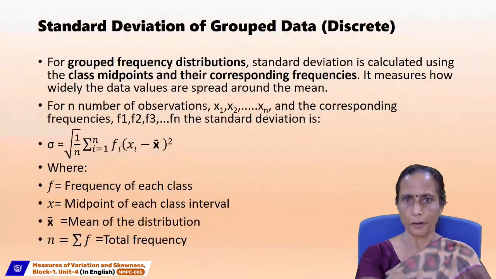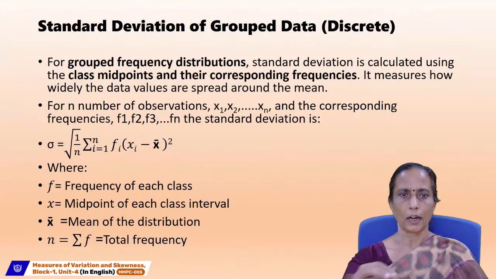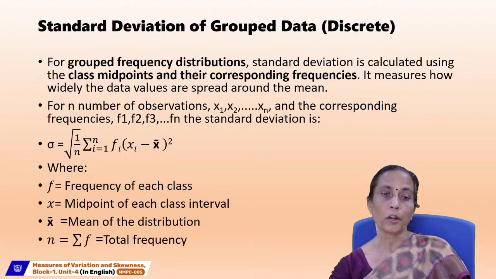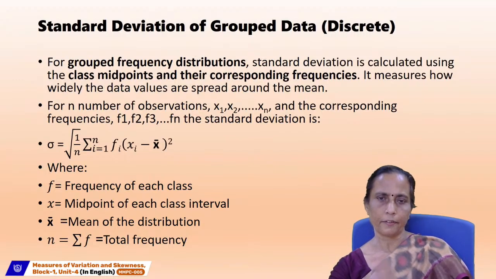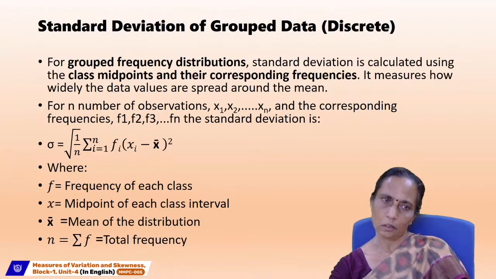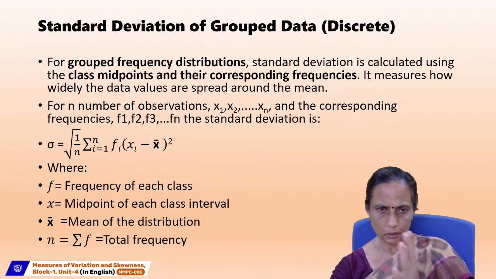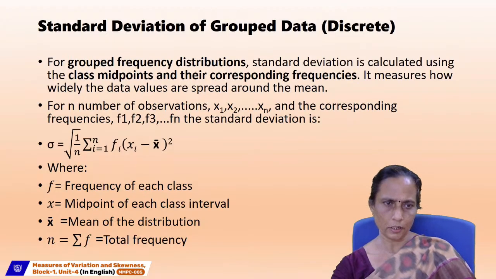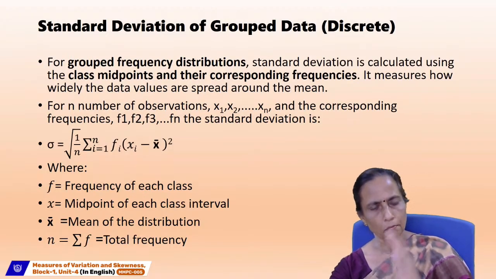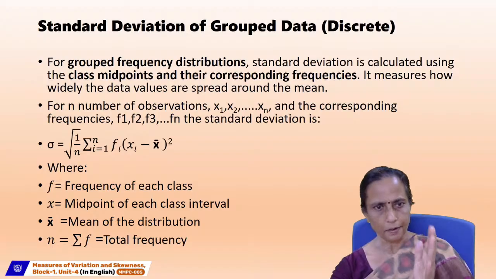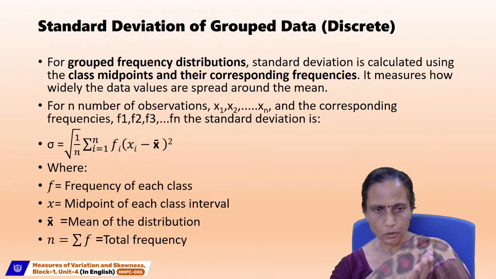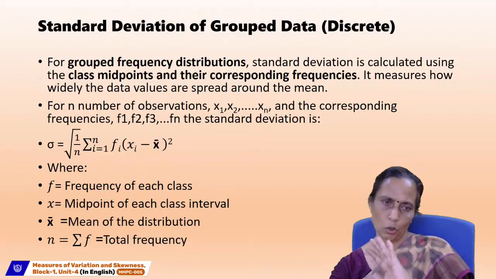So for grouped frequency distributions, standard deviation is calculated using the class midpoints and their corresponding frequencies. It measures how widely the data values are spread around the mean. So for n number of observations, suppose x1 to xn, and the corresponding frequencies f1 to fn, the standard deviation is the square root of 1 upon n, summation of fi into (xi minus x bar) whole square.